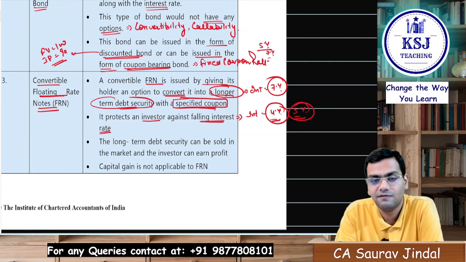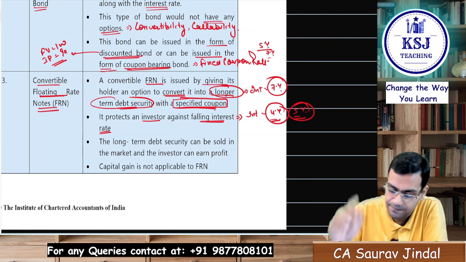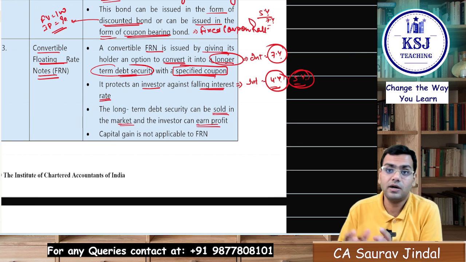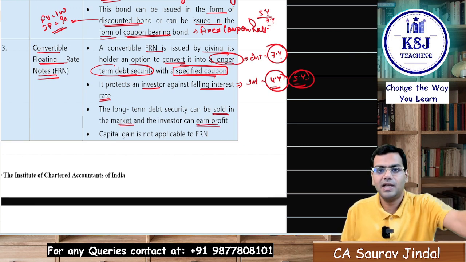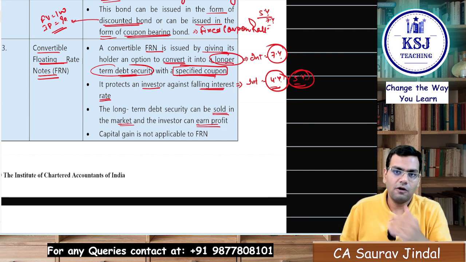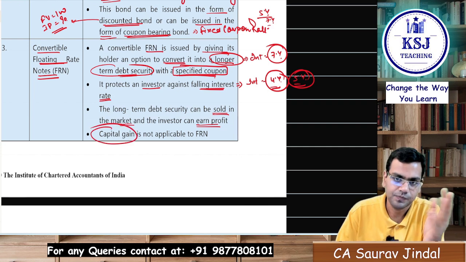So tomorrow in the market, if the rate falls, you are getting a 7% return, right? The long-term debt security can be sold in the market and the investor can earn the profit. Now this long-term debt, the investor can sell it in the market, and if there is a profit, he can earn it, right?